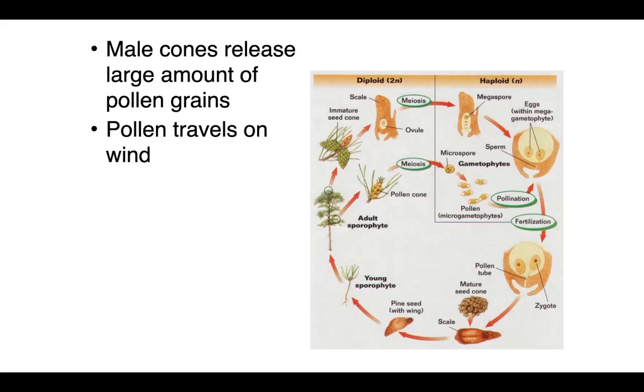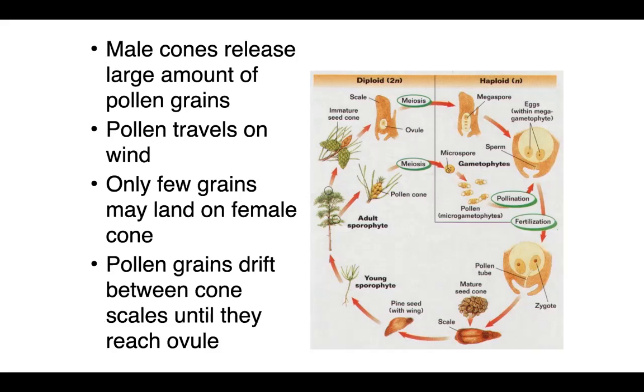Now, male cones are going to release large amounts of pollen grains that will travel on the wind, but only a few grains may actually reach a female cone. Remember, when a female cone is ready for pollination, the scales open up so that the pollen grains can drift between the scales until they find that opening here, the micropyle.